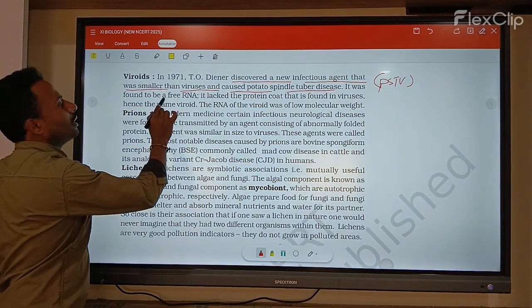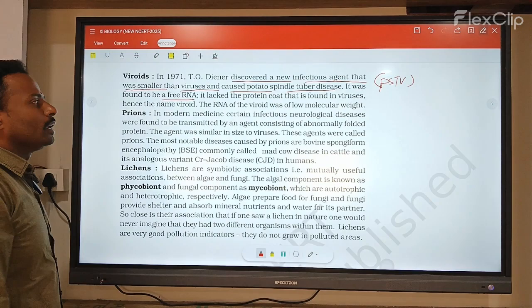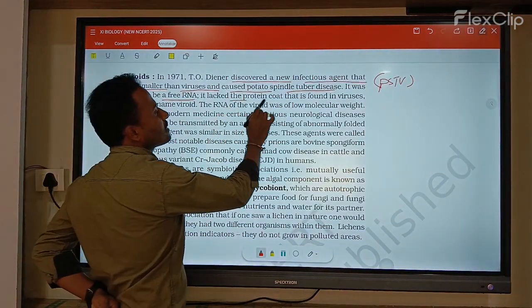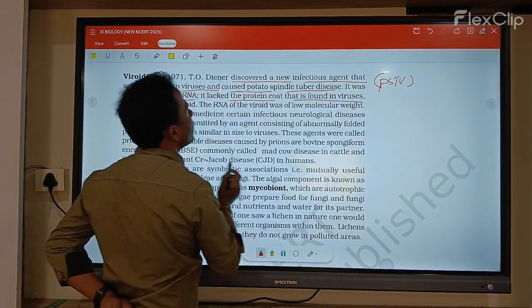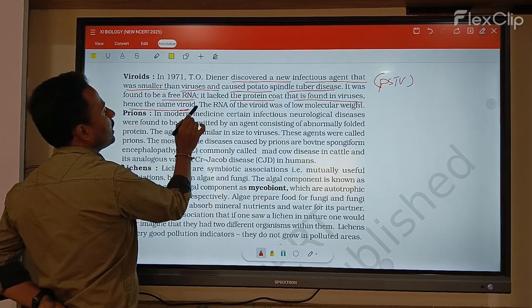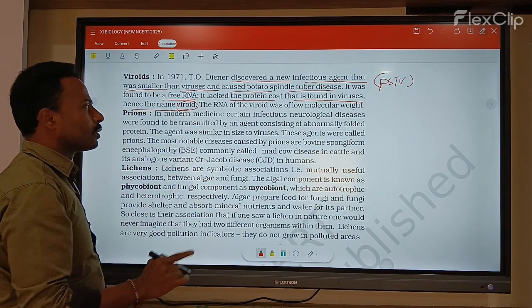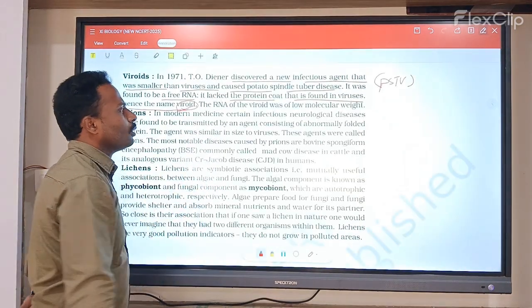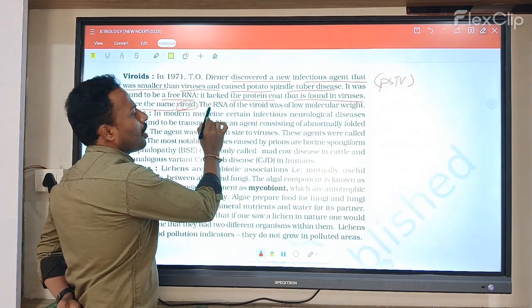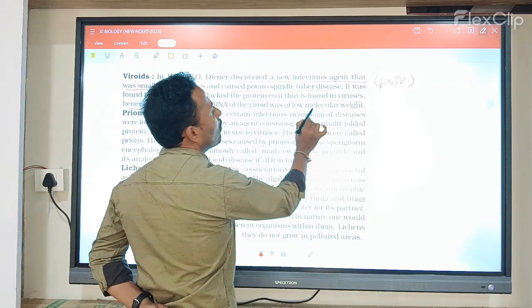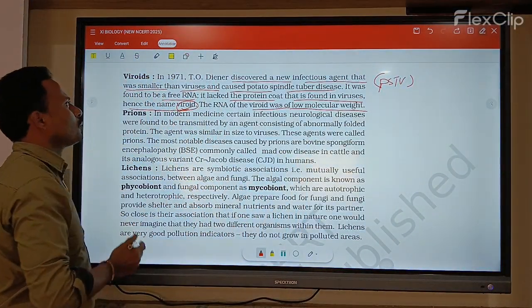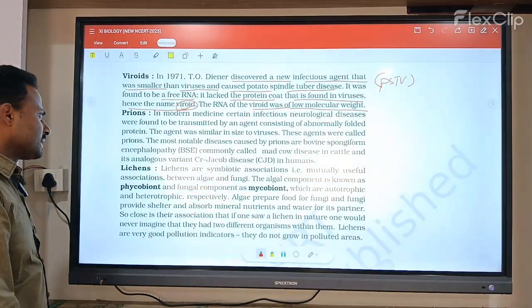It was found to consist of only free RNA. It lacks the protein coat that is found in viruses, hence the name viroids. The RNA of the viroids has a low molecular weight.